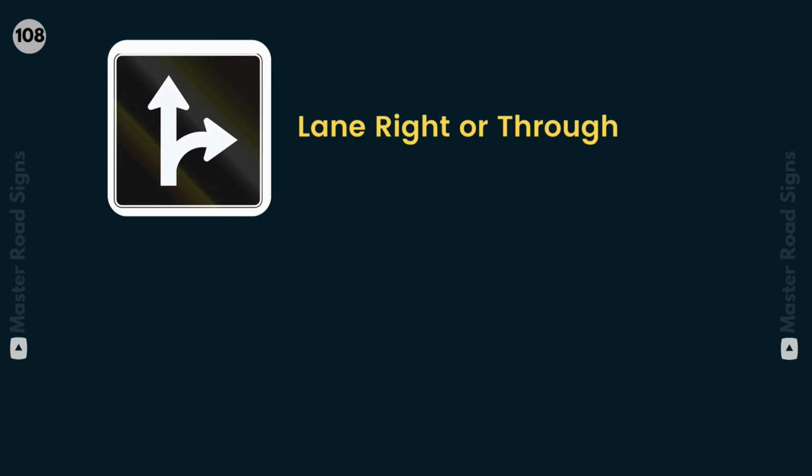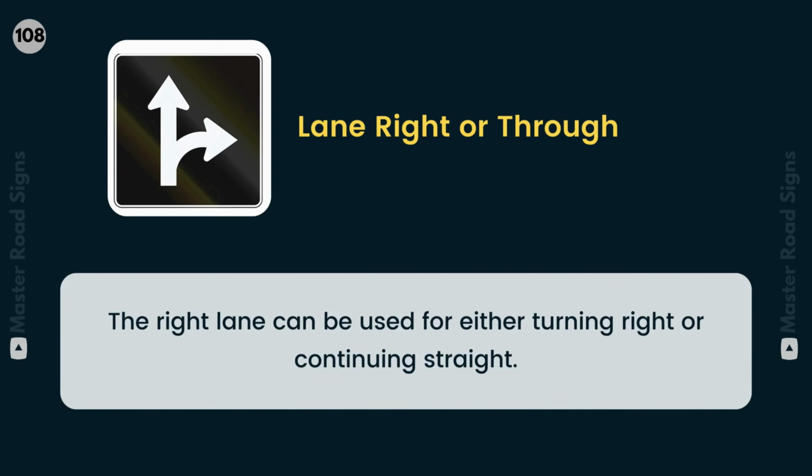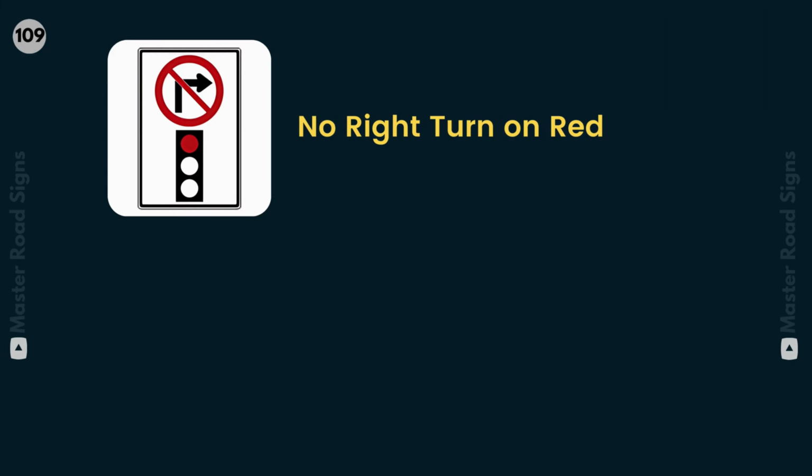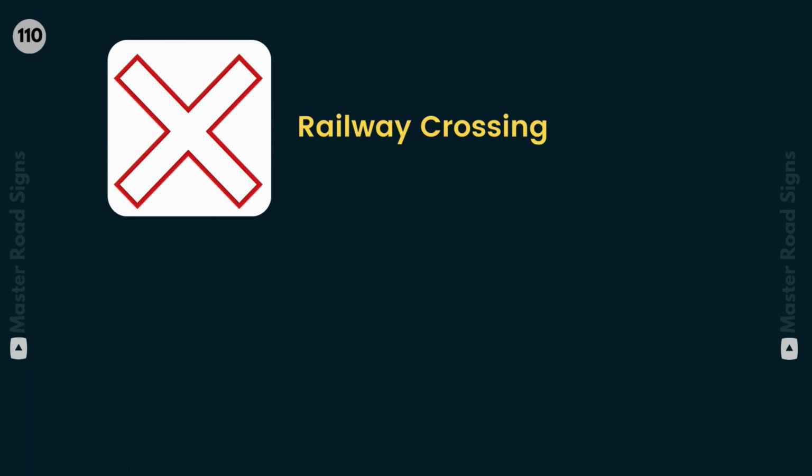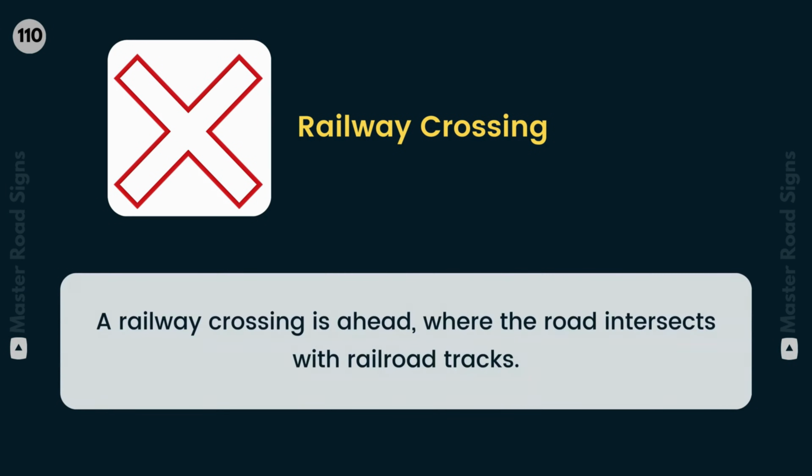Lane right or through sign. The right lane can be used for either turning right or continuing straight. No right turn on red. Turning right on a red light is prohibited at this intersection. Railway crossing sign. A railway crossing is ahead, where the road intersects with railroad tracks.